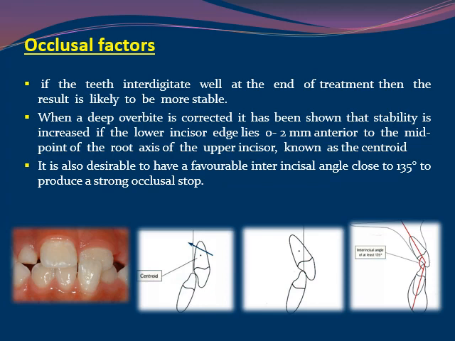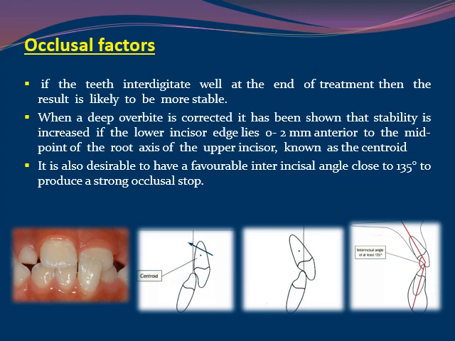In certain cases, after correction of deep overbite, as we took in the previous lecture on class 2 division 2 occlusion, when there is deep overbite, it is necessary to correct the interincisal angle and get a good interincisal angle of about 125 to 135. Why? To create a good occlusal stop and prevent eruption of the lower incisors and prevent relapse of the deep bite.